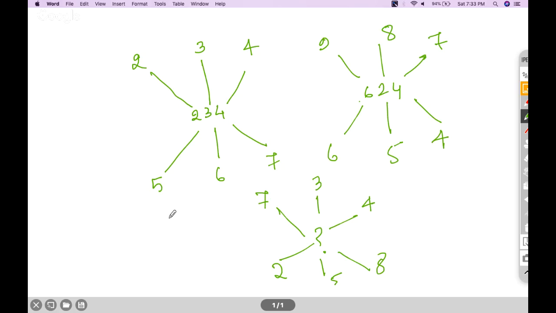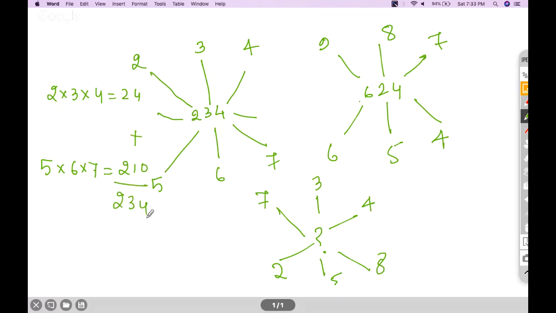Whatever numbers are above, if this is the midpoint, numbers above it are 2, 3, 4. Multiply 2, 3, 4. What do you get? You get 24 on this side. You multiply numbers lower than this. You get 5 into 6 into 7, which is 30 into 7 is equal to 210. You add both these numbers, 24 plus 210, you get 234.